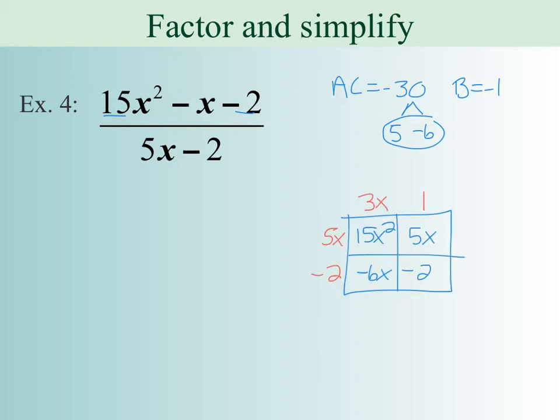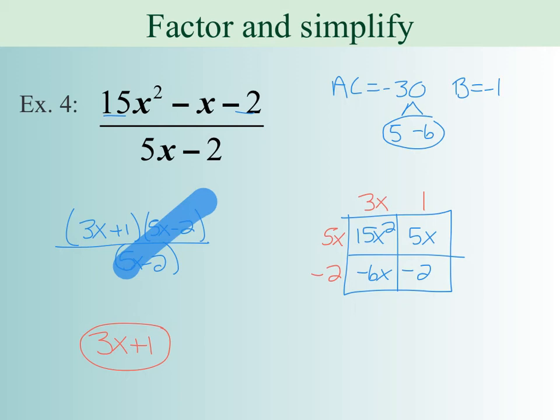Okay, so I just finished with box method, and I ended up getting 3x plus 1 and then 5x minus 2 as my factors. And my denominator was 5x minus 2, and so I could see that those will cancel, and my leftover answer would end up being 3x plus 1.